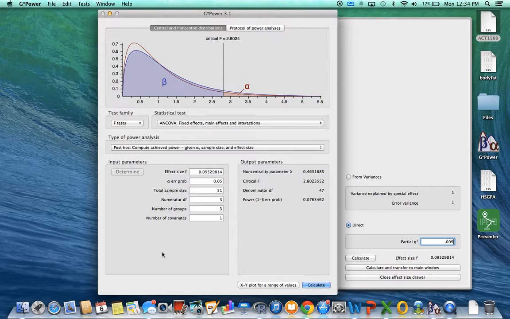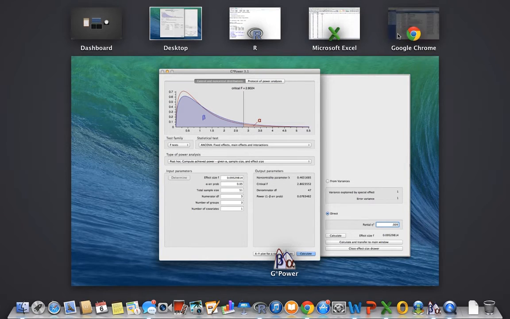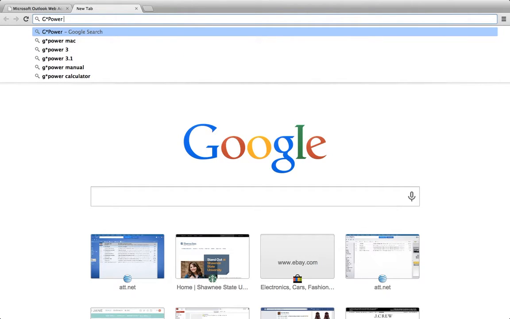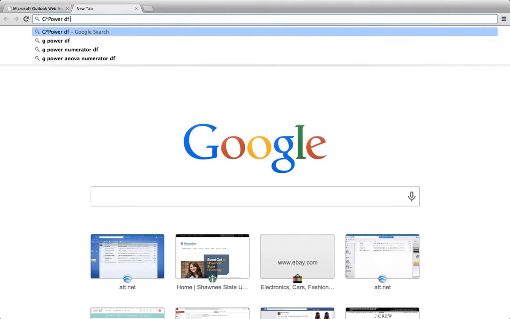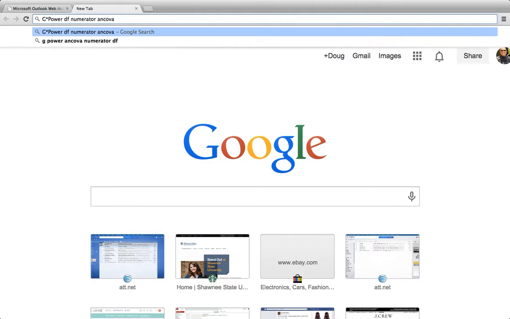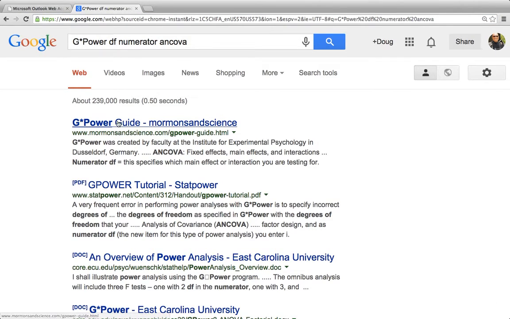Guys, I have to confess to you, I'm not sure that this numerator degrees of freedom is correct. So I'll tell you what, let's just go see about it. This is actually something good for you guys to have on your radar. So let's look up the degrees of freedom numerator for ANCOVA and see what we get.